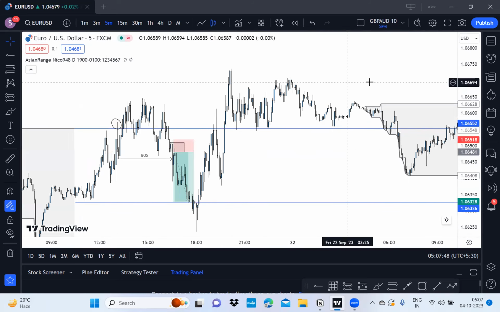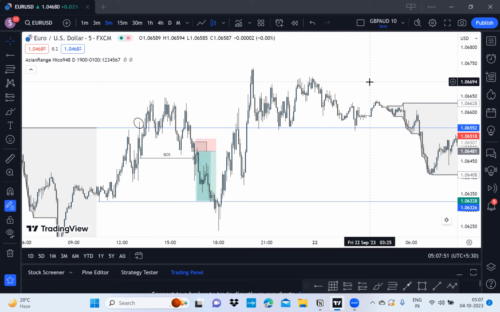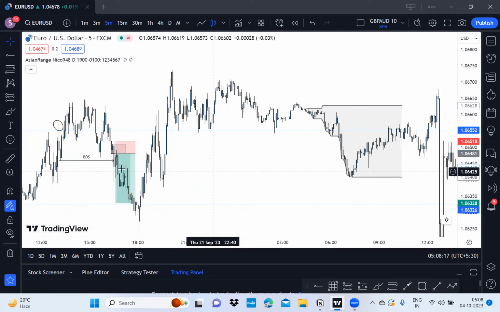Just keep this one thing in mind: don't trade after too long. It's not like Asian range is here and you are trading the next day or somewhere way after. No, on the same day after closing of Asian range, let's say Asian range closes at 10:30, just trade before New York session, means same day before 9:30. If market is doing liquidity hunting and giving you the confirmation, just go for that trade.